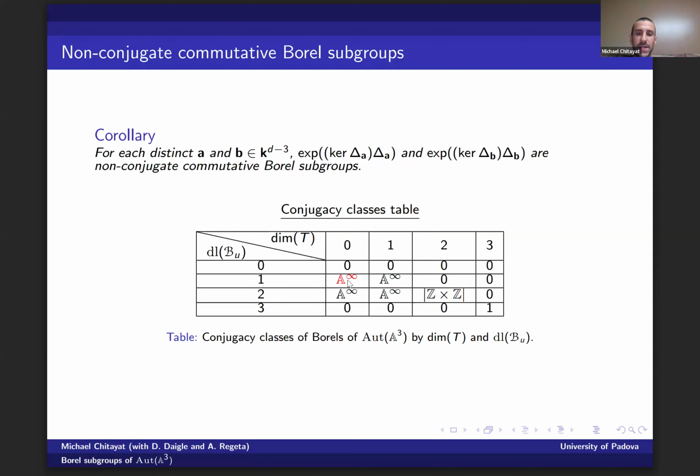And the same idea goes through for each of these four items here, wherever you see A infinity. And there's one special case where you get countably many conjugacy classes of Borel subgroups. And this is really because the fact that you have a two-dimensional torus puts a big restriction on what can happen. So that's the story about conjugacy classes of Borel subgroups of Aut A3.